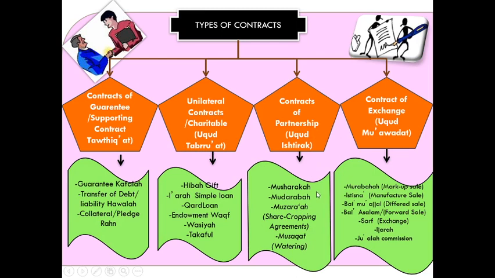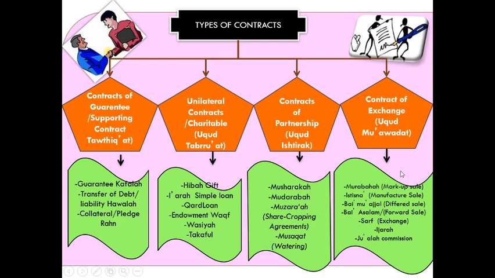And in the case of partnership contracts, the types of contracts that fall under it are such as musyarakah and mudarabah. Mudarabah is a profit sharing agreement, and then we can see muzara'ah and musaqah. Muzara'ah and musaqah are normally applied in the financing of agricultural products. So all these types of contracts are partnership contracts, whereby the contracting parties are partners to one another.